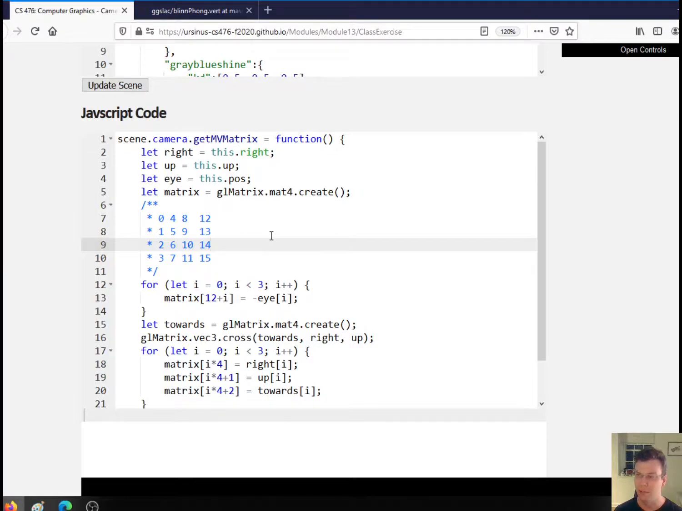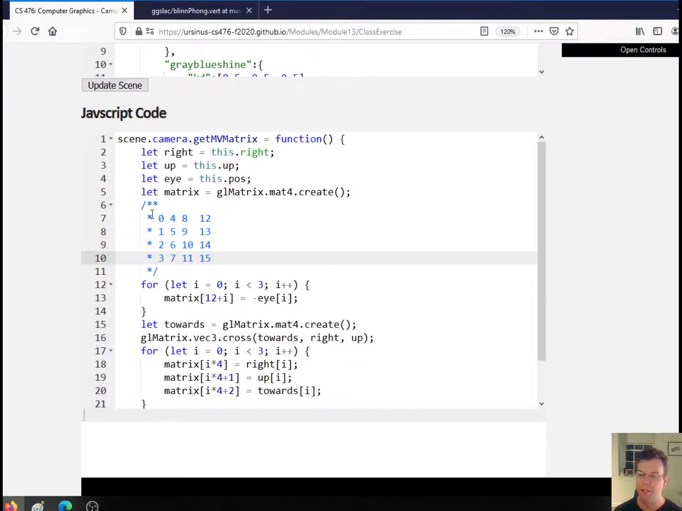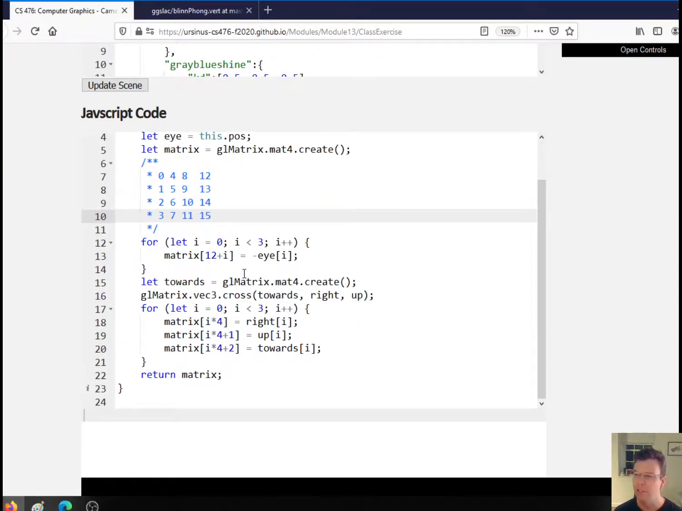So we got to the stage where we were filling in a 4x4 matrix that was going to represent this camera matrix. And we remembered that it was specified in column major order, so the indices actually go along the columns first. And we said, okay, let's make indices 12, 13, and 14 be the negative I, so the negative center of the camera, since you saw that if the camera is moving to the right, the whole world should move to the left, and vice versa.